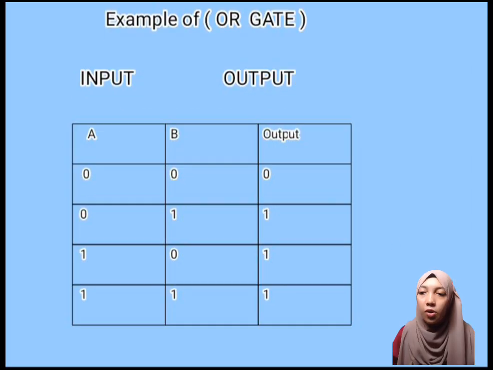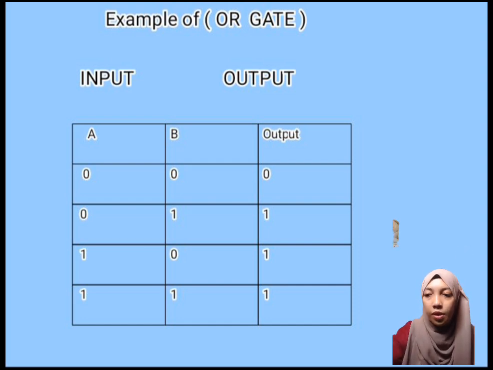OR gate. Output is 1 if at least one input is 1. For example, A or B, written A plus B. 0 plus 0, the output is 0. Then 0 plus 1, the output is 1. 1 plus 0, the output is 1. And 1 plus 1, the output is 1. As long as input A or B is 1, the output is 1.